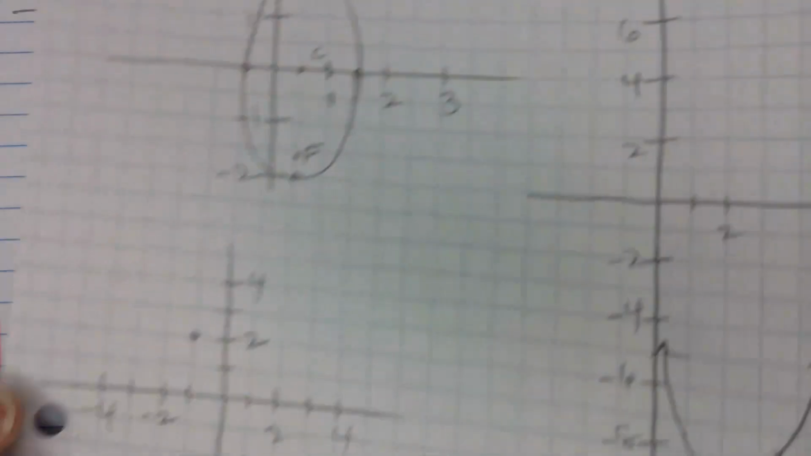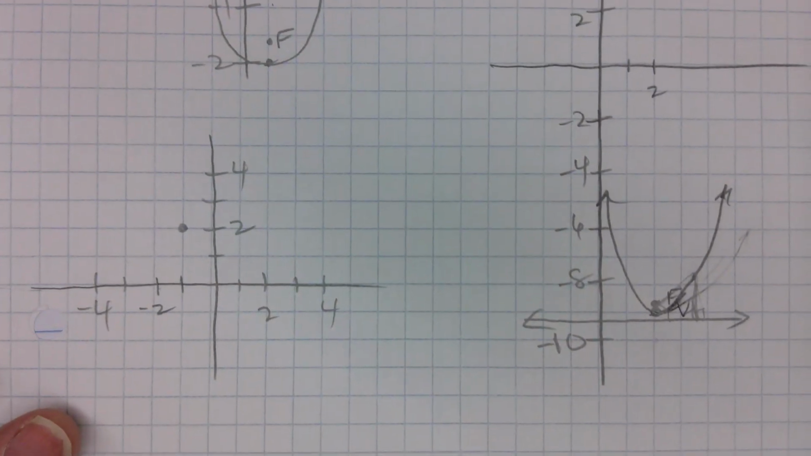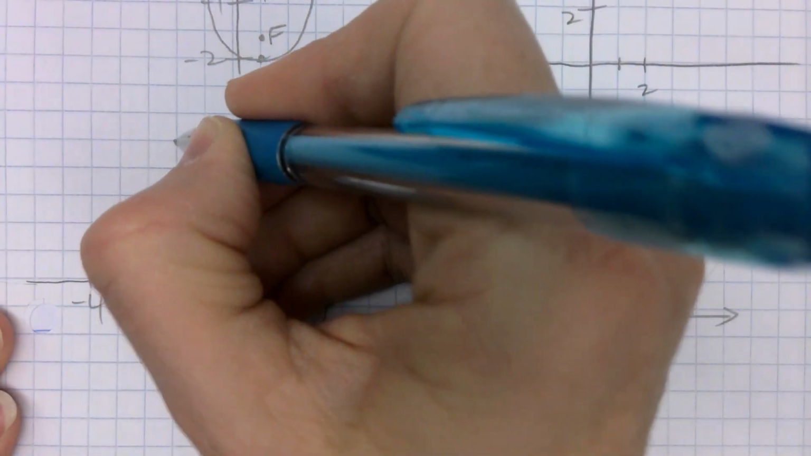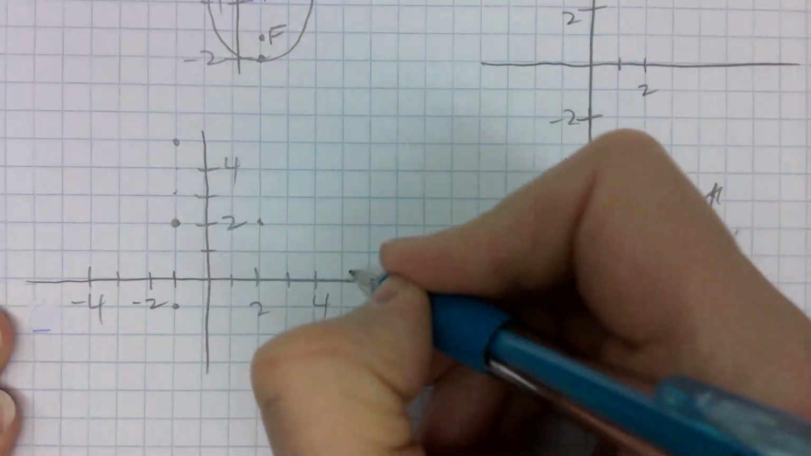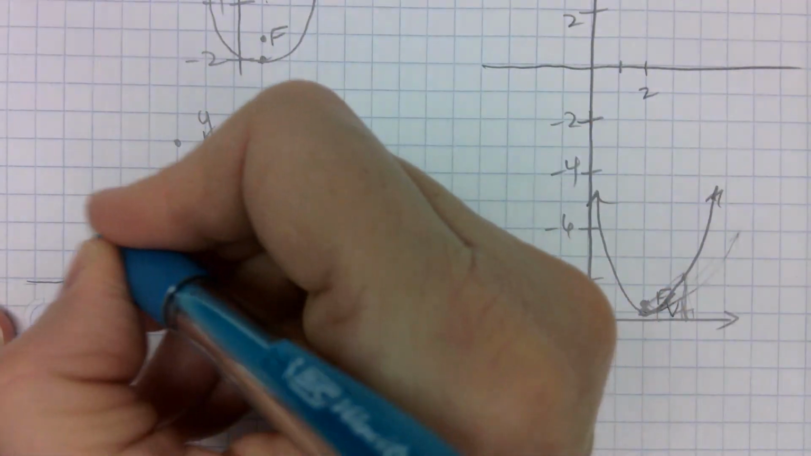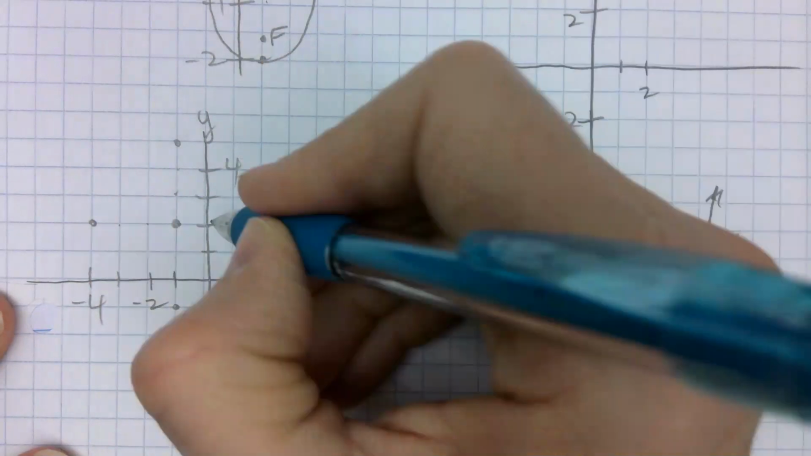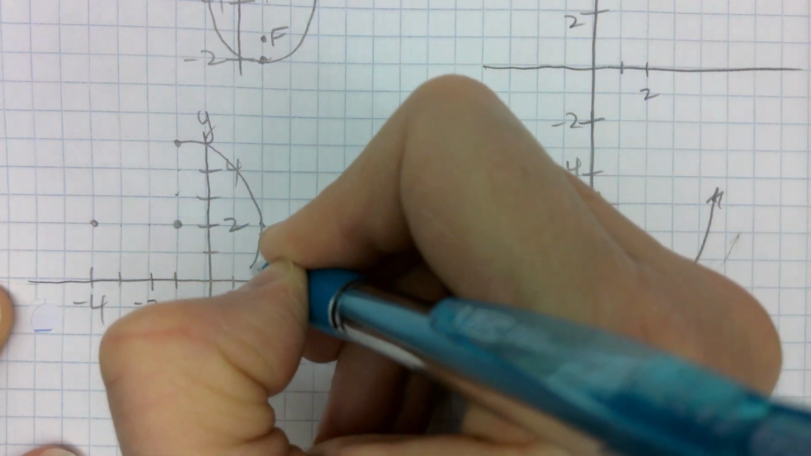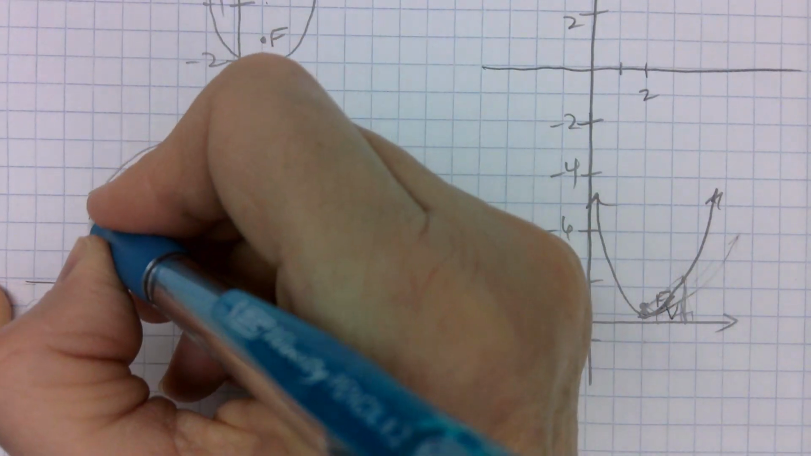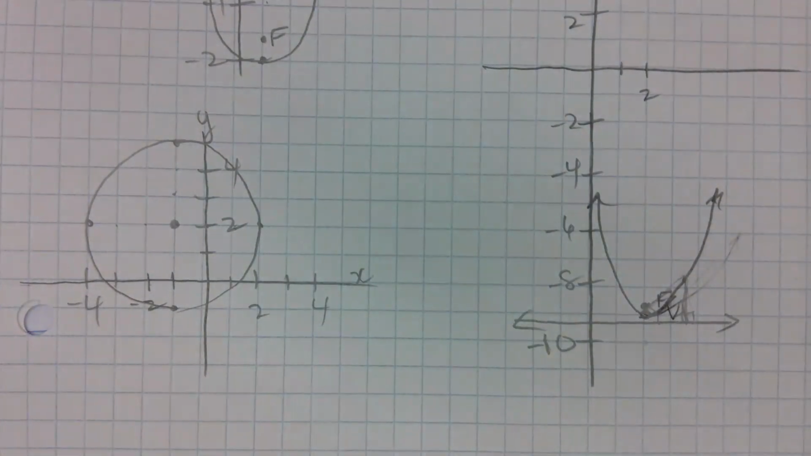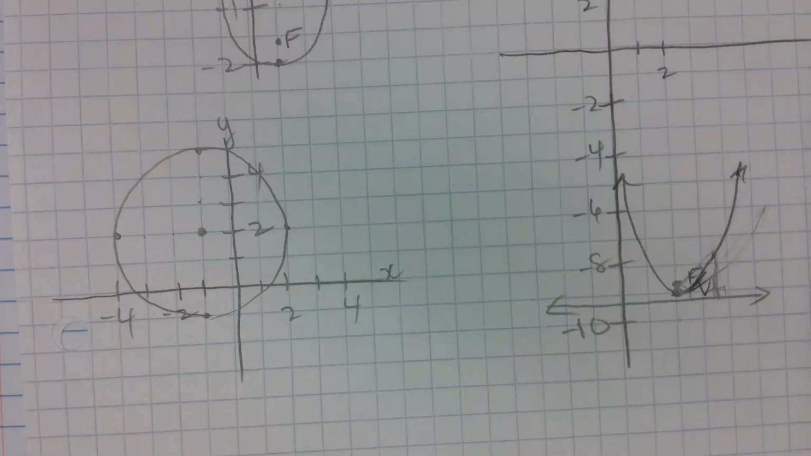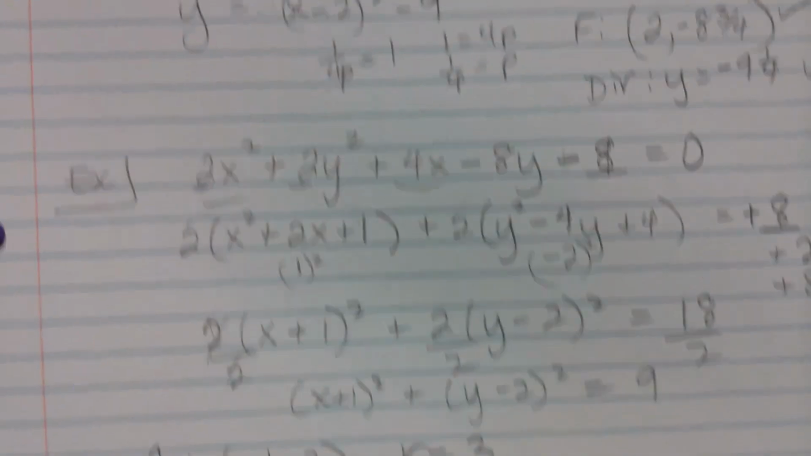So negative 1, 2, we drew the center. Radius is 3, 1, 2, 3. You just label your axis. That was one of my better circles. It has a slight indentation. All right, so we got circles, we got parabolas.